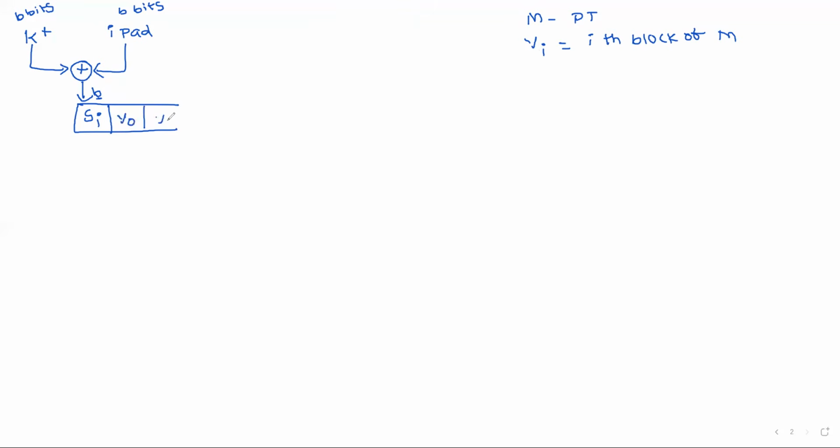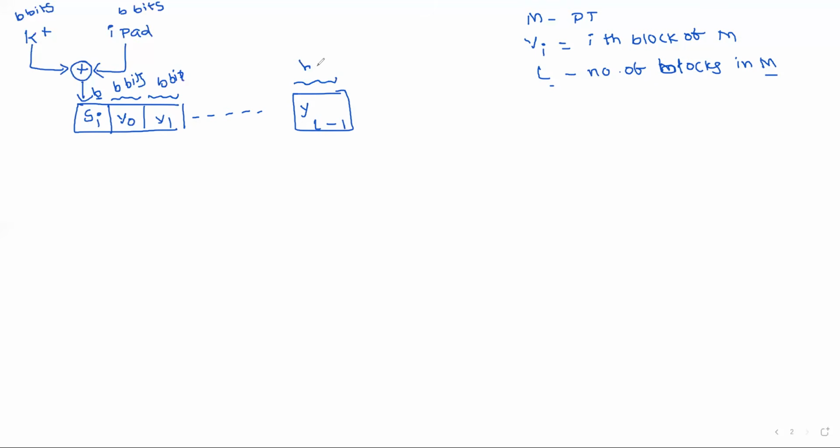Suppose Y0, Y1, and so on, up to Y L minus 1. What do you mean by L minus 1? Assume the plain text contains L number of blocks. It starts from Y0, that is the reason for Y L minus 1. And the size of each block is B bits. Now my second step is completed.